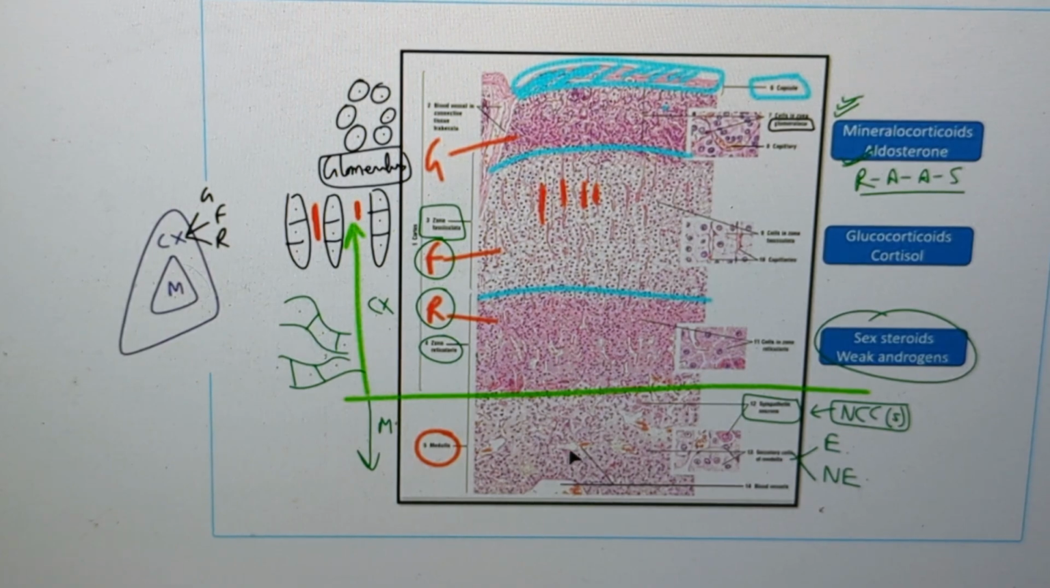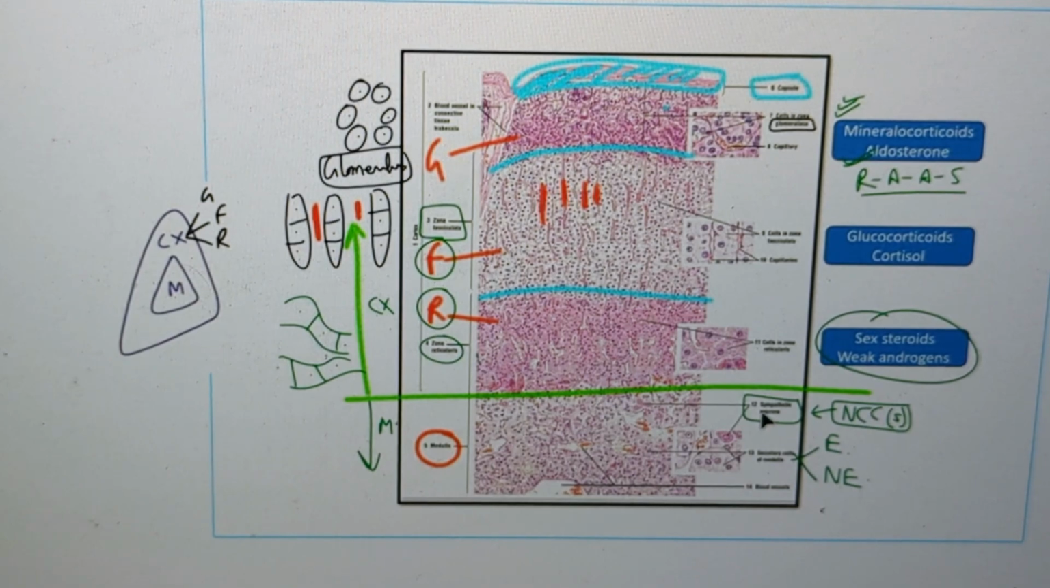Below the cortex lies the adrenal medulla, a lighter region distinct from the cortex. This region contains secretory cells stimulated by sympathetic neurons derived from the neural crest cells.